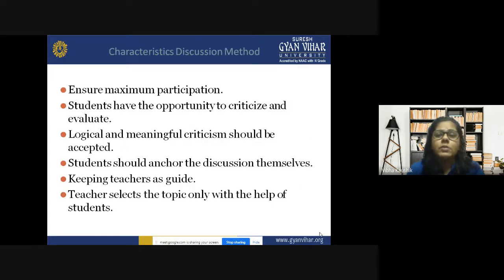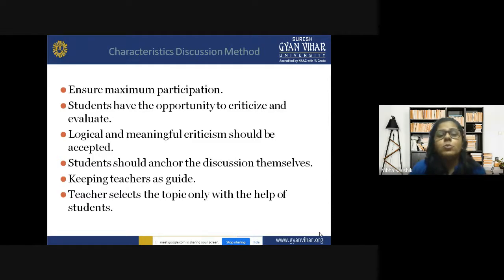Now, characteristics of discussion method, means what are the different characteristics of a discussion method. Ensure maximum participation means when we are talking about the lecture method, some students do not respond to the teacher, but in the discussion method, it should ensure that maximum students participate in that discussion, means maximum opportunity should be given to each and every student so that they can share their ideas or viewpoints.